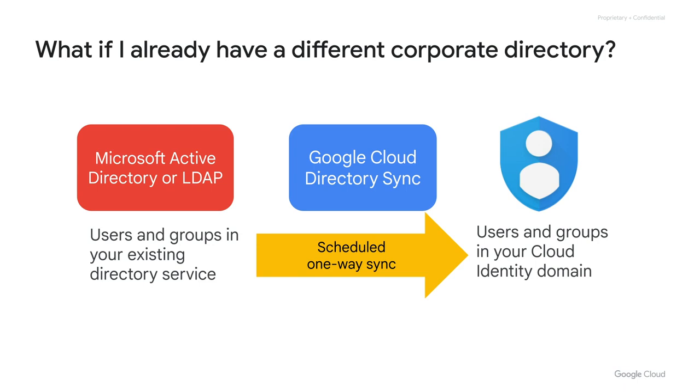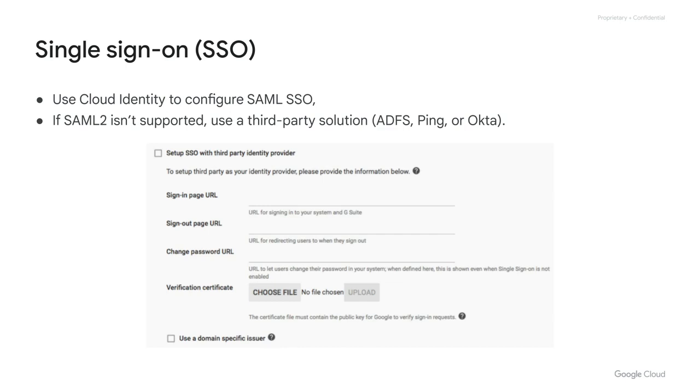This tool synchronizes users and groups from your existing Active Directory or LDAP system with users and groups in your Cloud Identity domain. The synchronization is one way only, which means that no information in your Active Directory or LDAP map is modified. Google Cloud Directory Sync is designed to run scheduled synchronizations without supervision after its synchronization rules are set up. Google Cloud also provides single sign-on authentication.